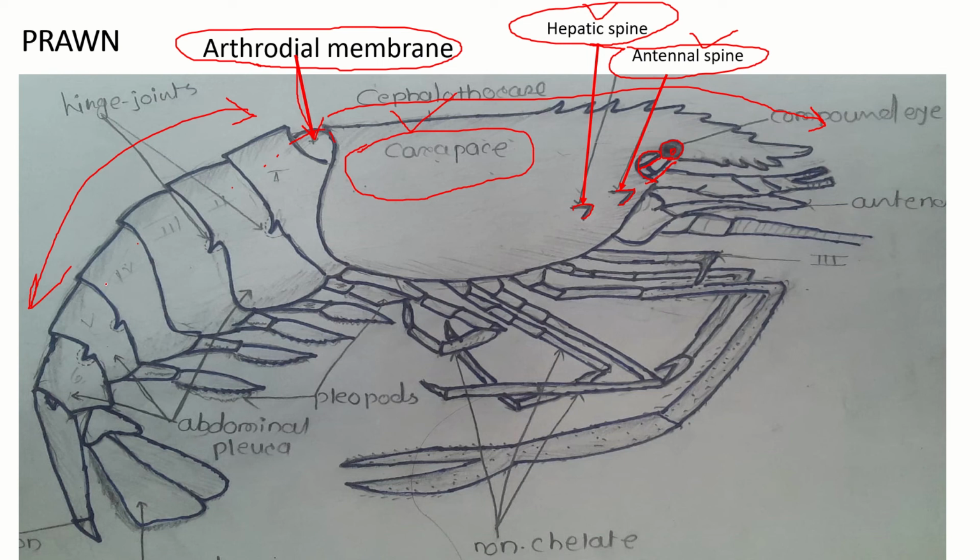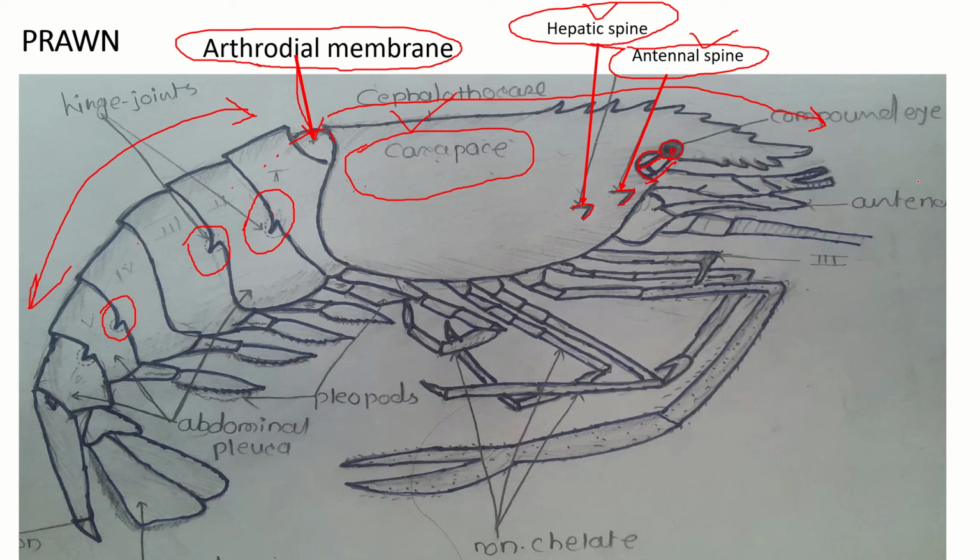They are separate, ring-like plates, and again they articulate with the arthrodial membranes. But besides that, they have some joints. Those joints are called hinge joints. The adjacent abdominal segments are articulated by these hinge joints, and these hinge joints are a peg and socket like arrangement which connects the two adjacent abdominal segments or abdominal skeletons.